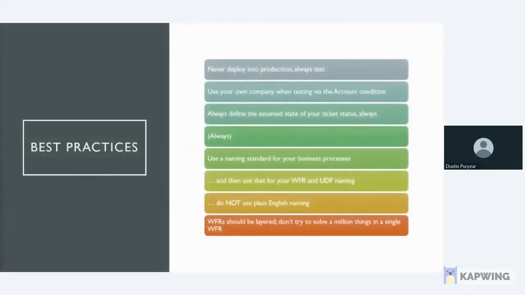Best practices that I want each of you to really codify in your workflow rules. First, never deploy into production. We just mentioned that. It's very important. Always test. When you're deploying, always use your own company as an account condition to test the workflow rule. This should just be part of your process. You should not know any other way to do it.